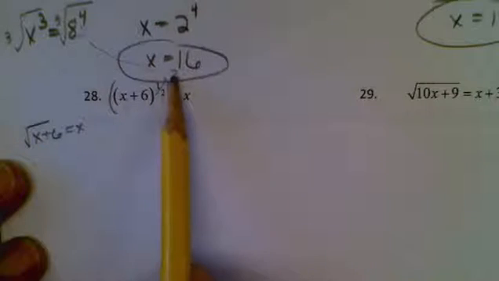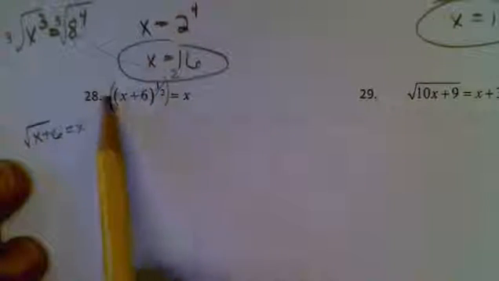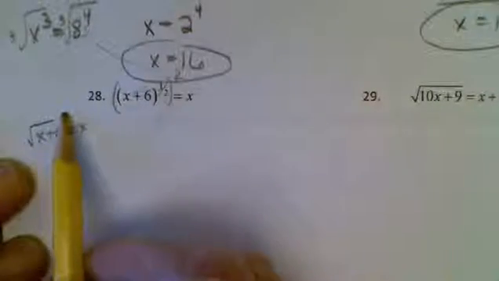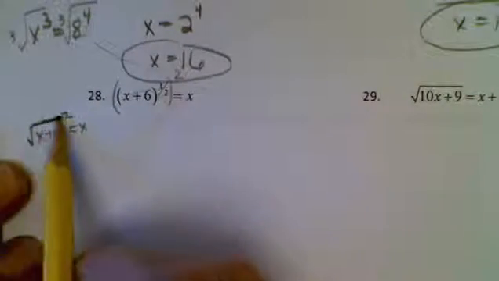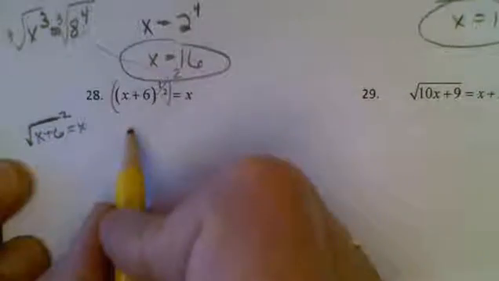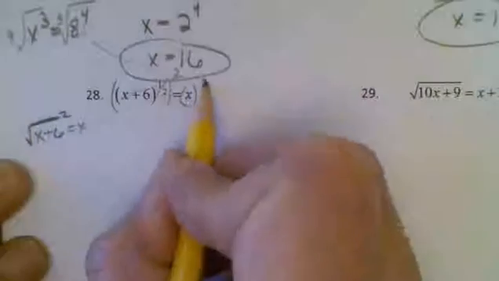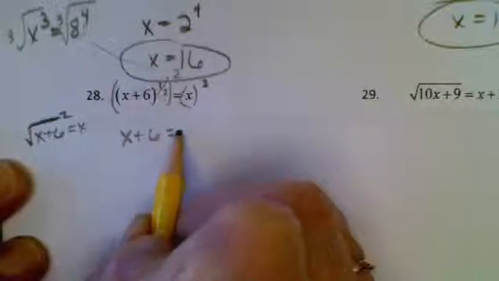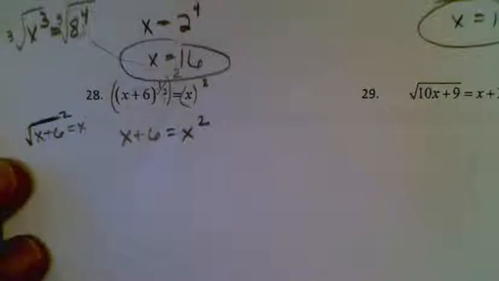Because when I have a power to a power and I multiply those, I get x plus 6, my base, raised to the 1st power. But again, if it seems easier to see that if it's the square root of x plus 6, to undo it, I square it, you can think of it that way as well. So whatever way you look at it, you have to square both sides. So you're going to be left with x plus 6 equals x squared.